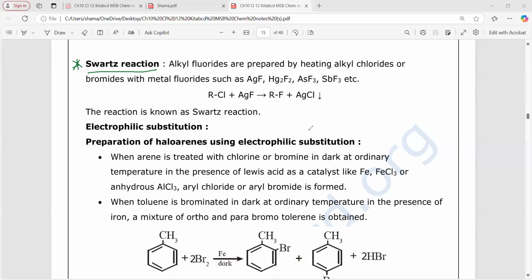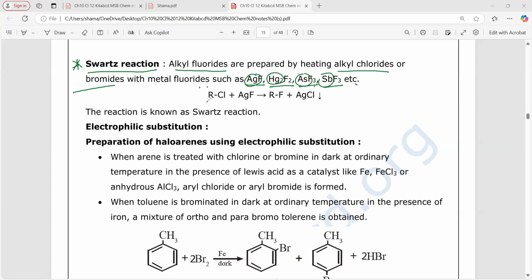In this case, what happened? Alkyl fluorides are prepared by heating alkyl chloride or bromide with a metal fluoride. Metal fluorides are what? Like silver fluoride AgF, mercurous fluoride Hg2F2, arsenic trifluoride AsF3, antimony trifluoride SbF3, etc. So these all are metals, right? Silver, mercury, arsenic, and antimony. These are the metal fluorides.